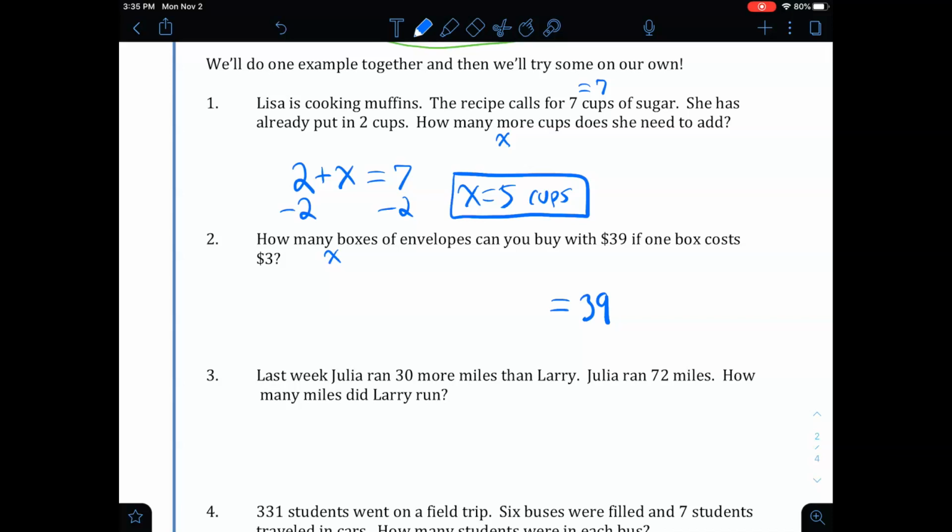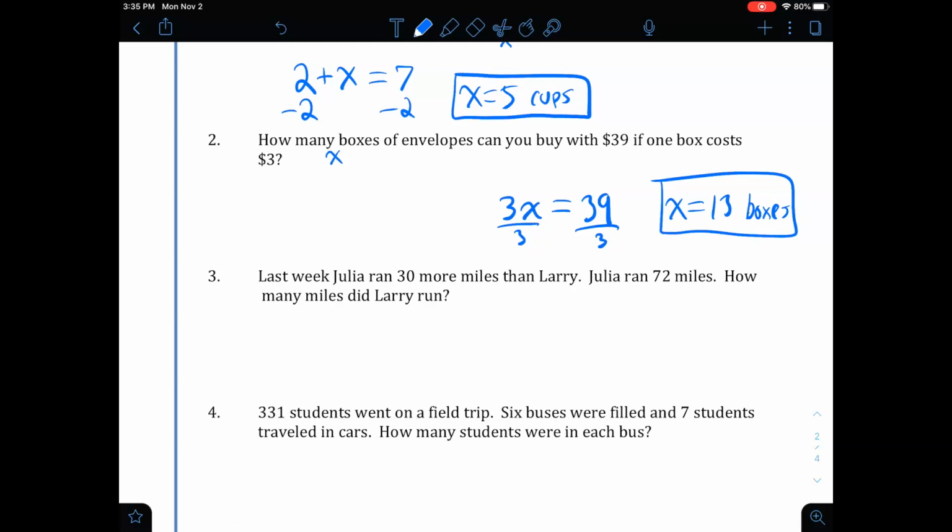So if we're looking for X boxes, and we have $3 per box, what am I going to write to the left of the equal sign here? Well, it's $3 per box times the number of boxes that we have, which we don't know. So 3X equals 39. How do I solve for X now? I'm going to divide by 3. X is going to be equal to 13 boxes.